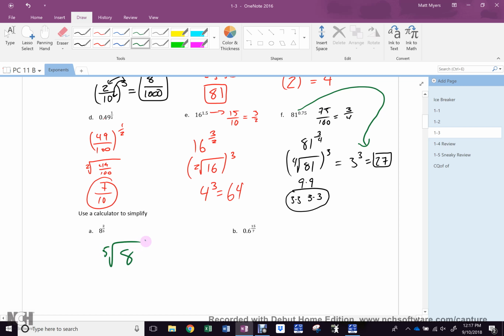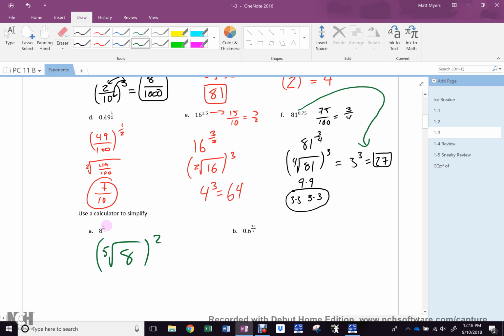Fifth root of 8 squared. Does 8 have a fifth root? No. What's the biggest root 8 has? You've done it like 3 times in this. It's got a cube root, right? Cube root of 8 is 2. Doesn't have anything bigger than that.